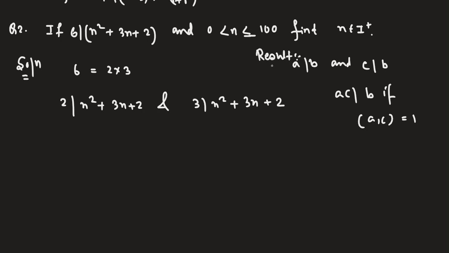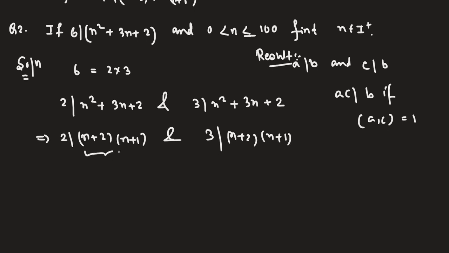Since the product is 2 into 3, 6, if I do the prime factorizations so that their GCD is 1, 2 and 3, then individually they will divide. Now after that, what will we write? Do the factorization of this number, so we have n plus 2 and n plus 1. Here we have 3 divides n plus 2 and n plus 1.